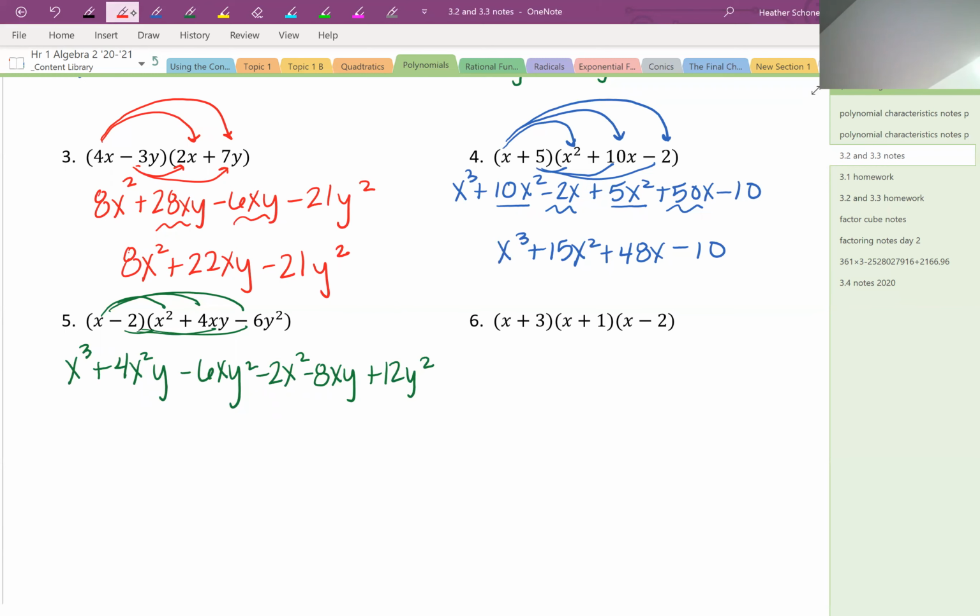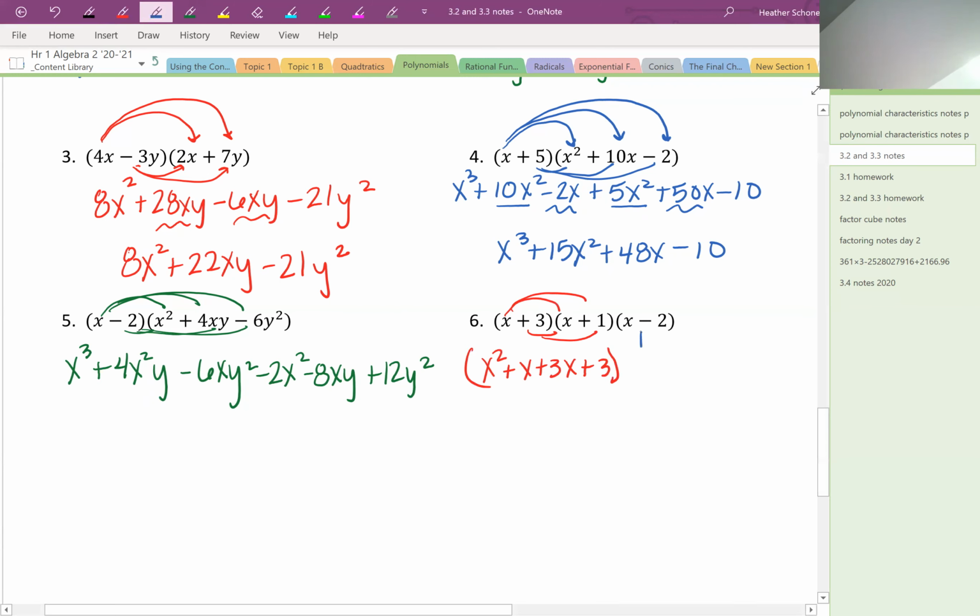Okay, number 6, I'm multiplying 3 binomials, but you cannot multiply more than 2 things at a time. So you're going to have to multiply 2 of them, get an answer, and then multiply that answer by the third. So I'm going to start with the first 2. Okay, so I get x squared plus x plus 3x plus 3. Okay, this part here hasn't changed, it's just x minus 2. But before I multiply by that last binomial, I want to combine like terms. So in the middle, I get x squared plus 4x plus 3.